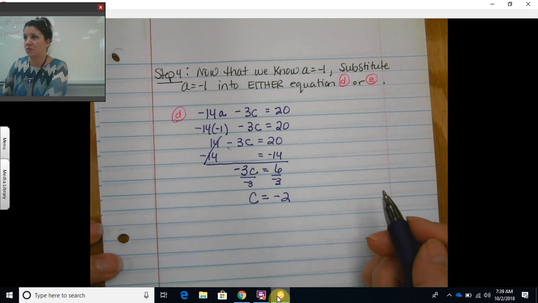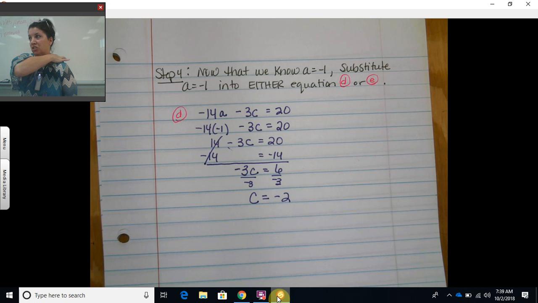So now I know 2 out of the 3 variables. So now I can go back and substitute into equation A, B, or C. Because now if I use D or E, I know both variables. I won't have any variables to solve for, right? So this is the point, step 5.